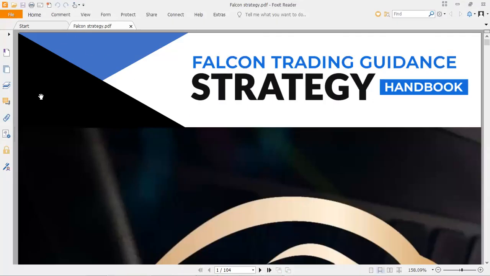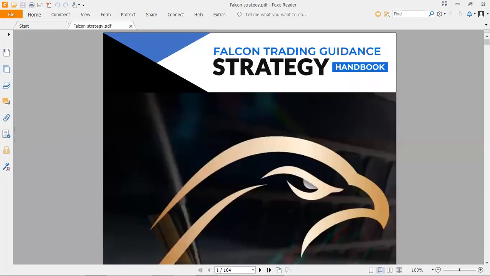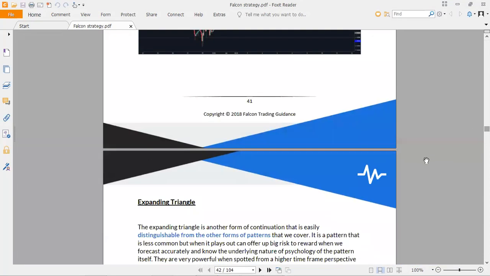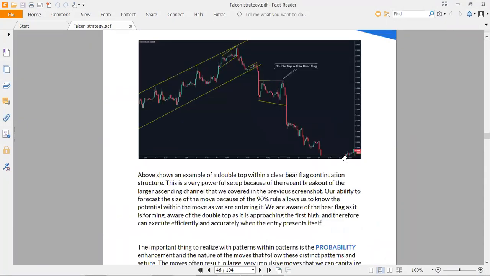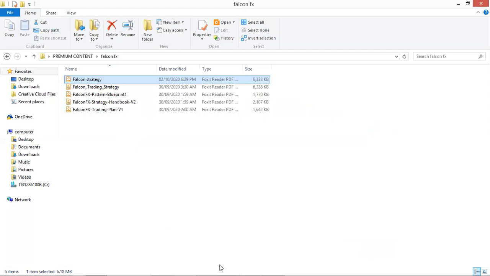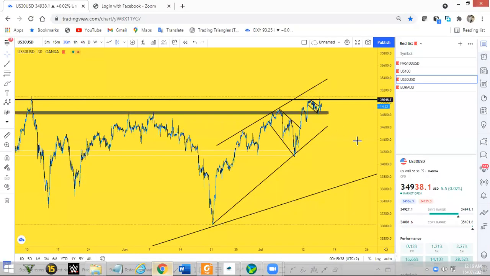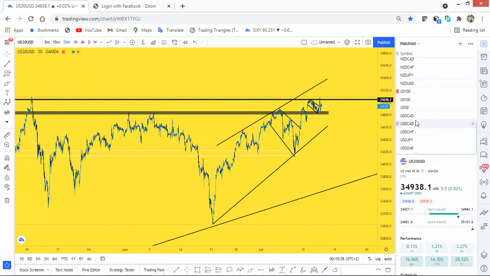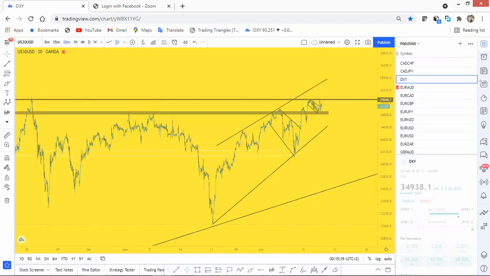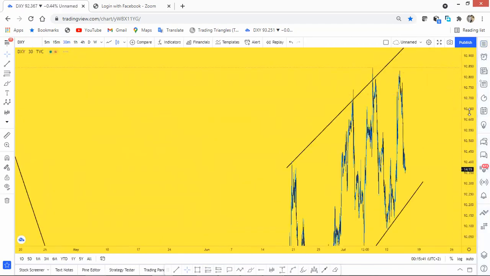Yeah, you guys know that we're working based on this strategy, this PDF, the Falcon FX strategy. So within that strategy, we utilize patterns that repeat themselves all over again.